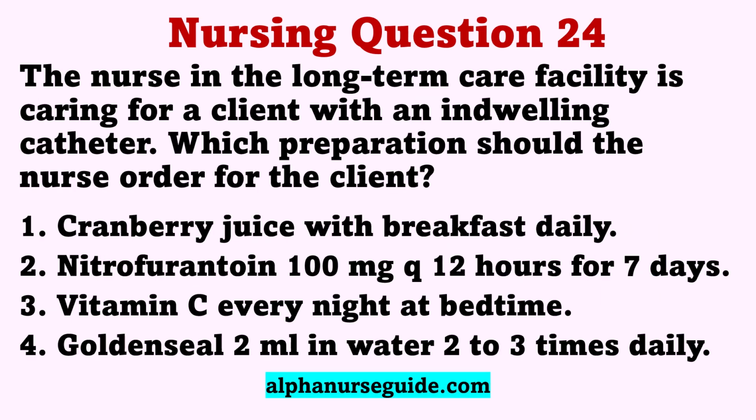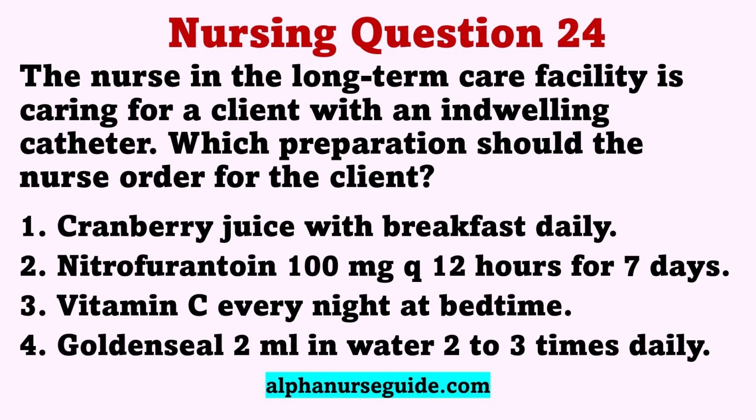The nurse in the long-term care facility is caring for a client with an indwelling catheter. Which preparation should the nurse order for the client? 1. Cranberry juice with breakfast daily. 2. Nitrofurantoin, 100 milligrams every 12 hours for 7 days. 3. Vitamin C every night at bedtime. 4. Golden Seal 2 milliliters in water, 2 to 3 times daily.